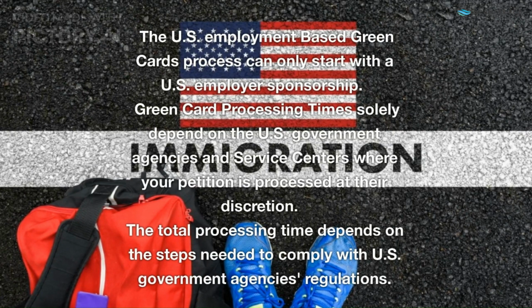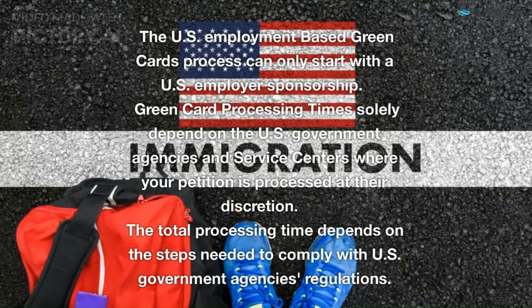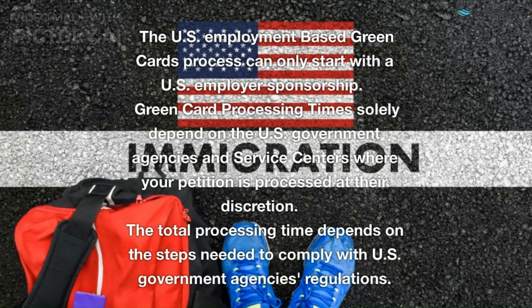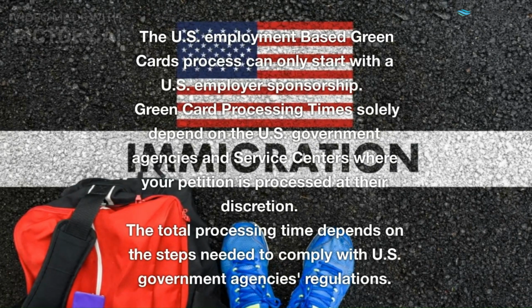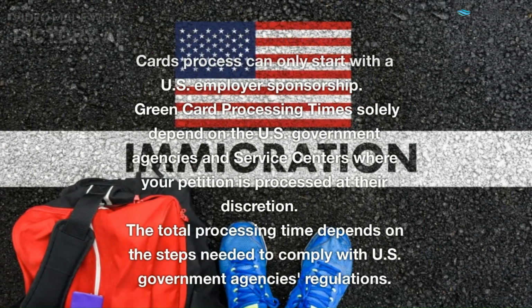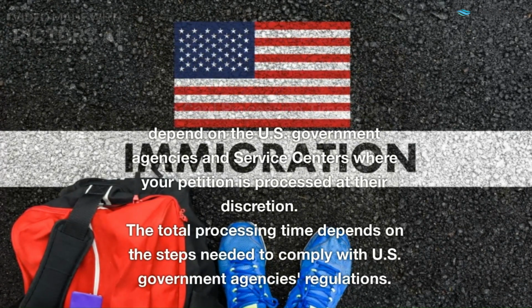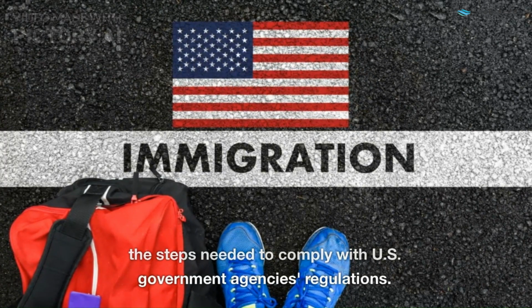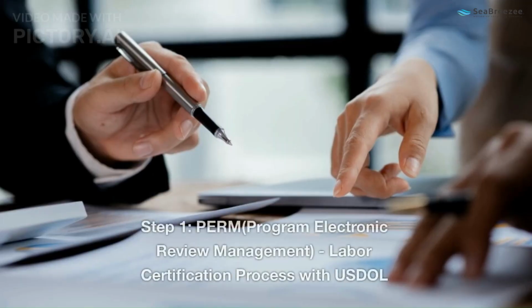The U.S. employment-based green card process can only start with a U.S. employer sponsorship. Green card processing times solely depend on the U.S. government agencies and service centers where your petition is processed at their discretion. The total processing time depends on the steps needed to comply with U.S. government agencies' regulations.